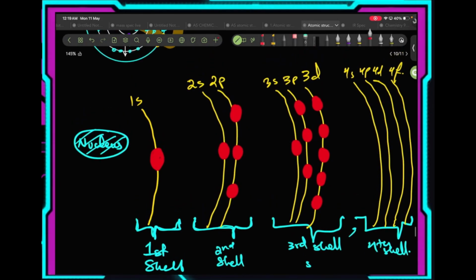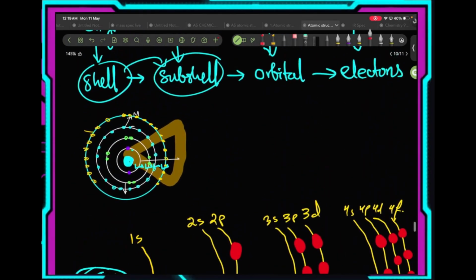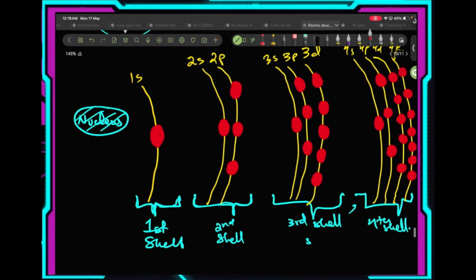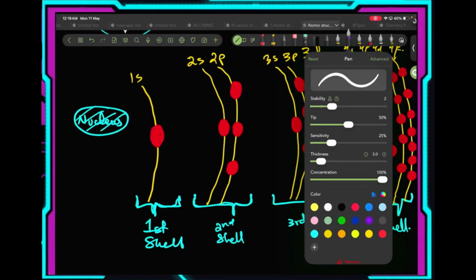Then we move on to 4s, which has one orbital, 4p, which has 3 orbitals, 4d, which has 5 orbitals, and then 4f, which has 7 orbitals. 4, 5, 6, and 7. Right? So we have just zoomed in into that part. Now inside these orbitals, what will you find? You will find the electrons.